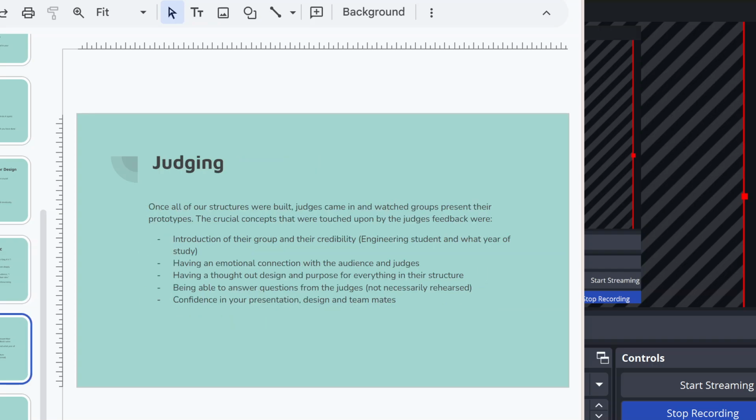And then when we get to our judging, once all of our structures were built, a panel of judges came in and watched us present. These were the most crucial concepts that were touched upon by the judges' feedback. Making sure that we had an introduction of our group and their credibility, having an emotional connection with the audience and judges, having a thoughtful design and purpose for everything in the structure, being able to answer questions from the judges on the spot, as well as having confidence in your presentation, design, and teammates.